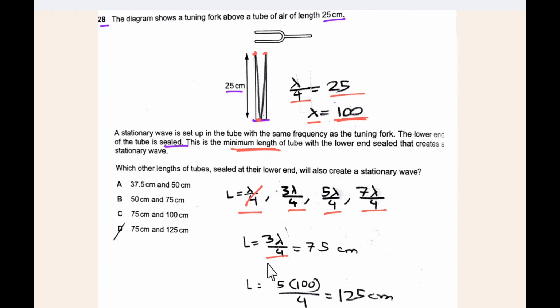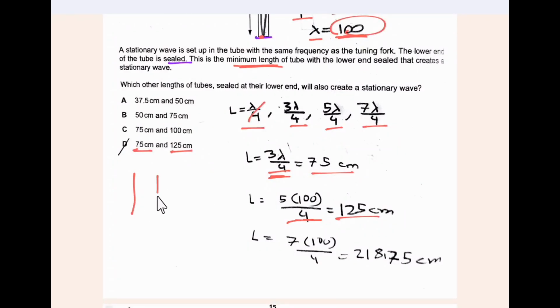So we use these equations and substitute the value of lambda, that is 100, to find the value of L as 75 and 125. So the lengths would be 75 and 125 as the other lengths. Given that both the ends are open, the wave that is formed is in this way.